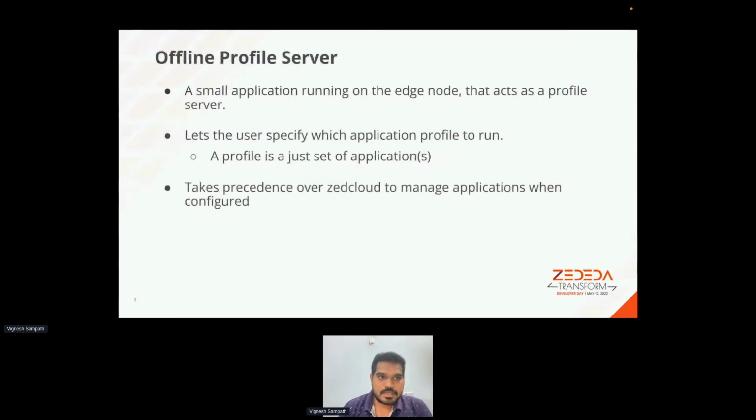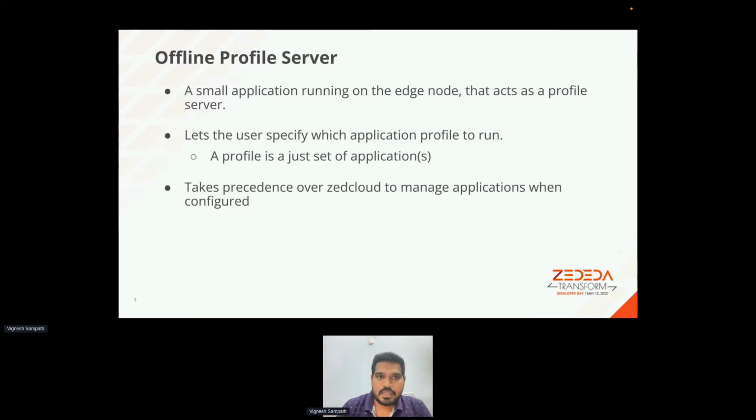So this is where the offline profile server comes in. The offline profile server is just a small application running on the edge node. What it does is it lets the user specify which application profile to run. And application profiling is nothing but simply tagging the applications when they are being deployed onto the edge nodes. So when you deploy an application, you simply tag it with a certain name which is going to act as its profile name, and that's about it. So that application is tagged and it has its own profile name.